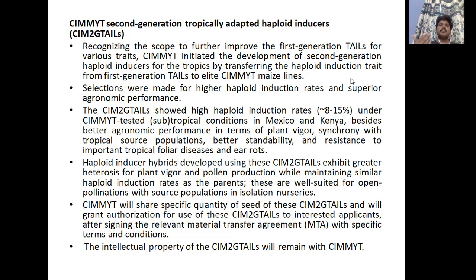The selections were made for higher HIR and superior agronomic performance, and the CIM2GTAILs showed higher HIR as expected, up to 8 to 15%, under CIMMYT tested environments in Mexico and Kenya, besides better agronomic performance in terms of plant vigor, synchrony with the source populations, better standability, and resistance to foliar diseases and ear rots. The haploid inducer hybrids developed using these CIM2GTAILs exhibited greater heterosis for plant vigor and pollen production while maintaining similar haploid induction rates. These are well suited for open pollination with the source populations in isolation nurseries.